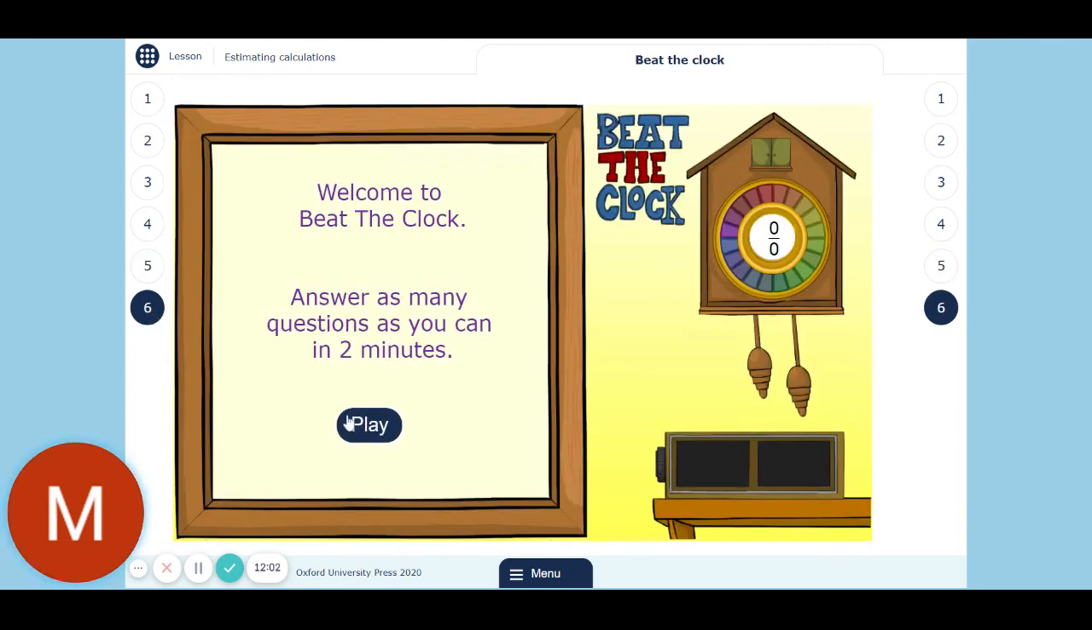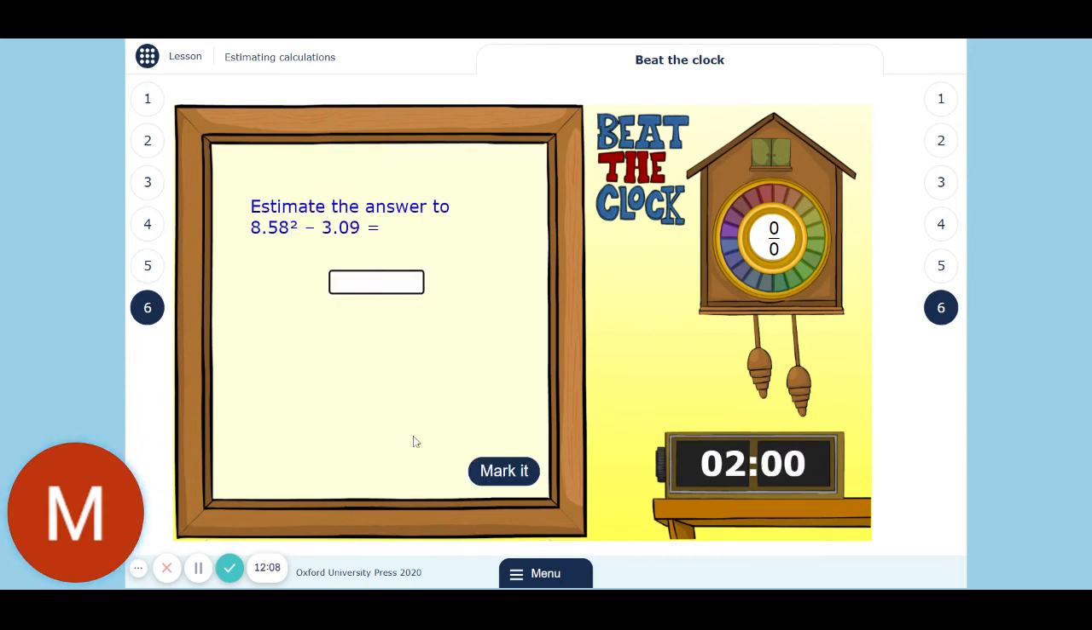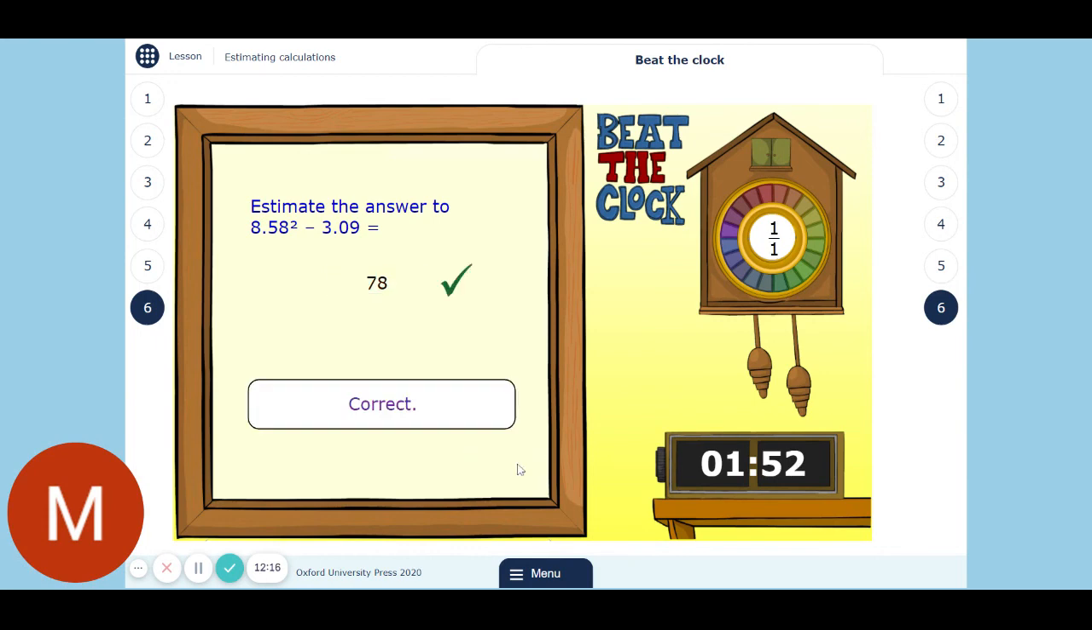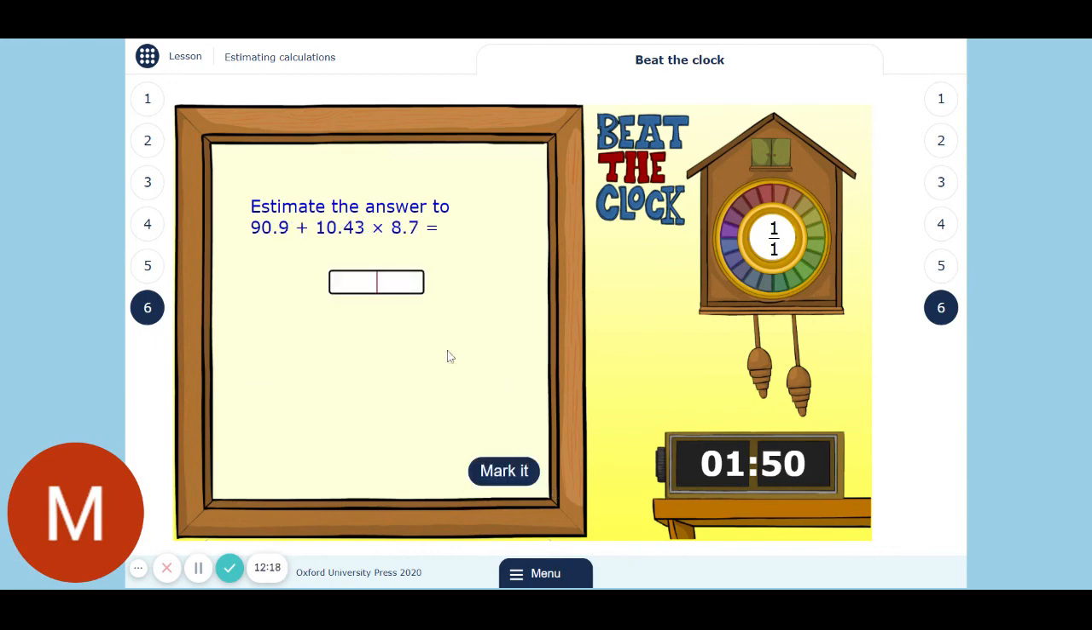Okay, right, last thing, another beat the clock. Let's see how many approximate answers we can get. I'll just get 10, and we'll see what we get. So 9 squared is 81. 81 take away 3 is 78. You can just watch this and get the hang of it. Right, BIDMAS, so do this bit first. 10 times 9 is 90. 90 add 90 is 180.